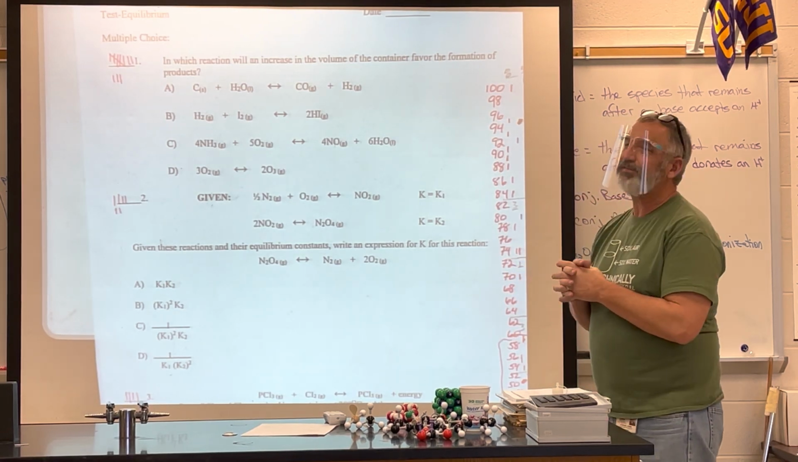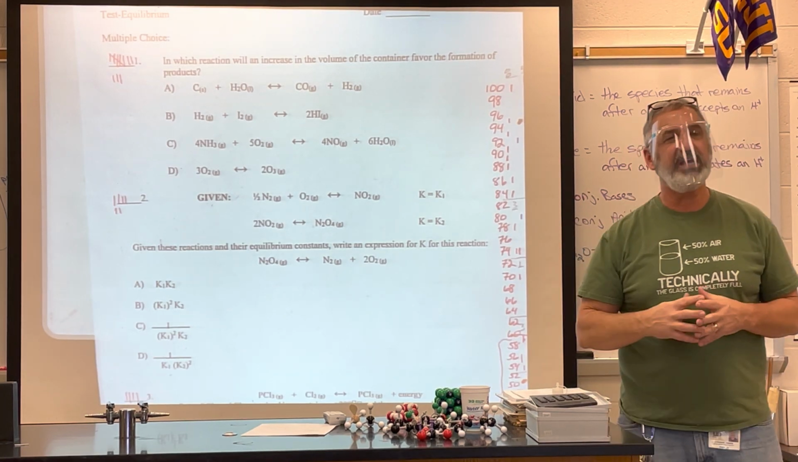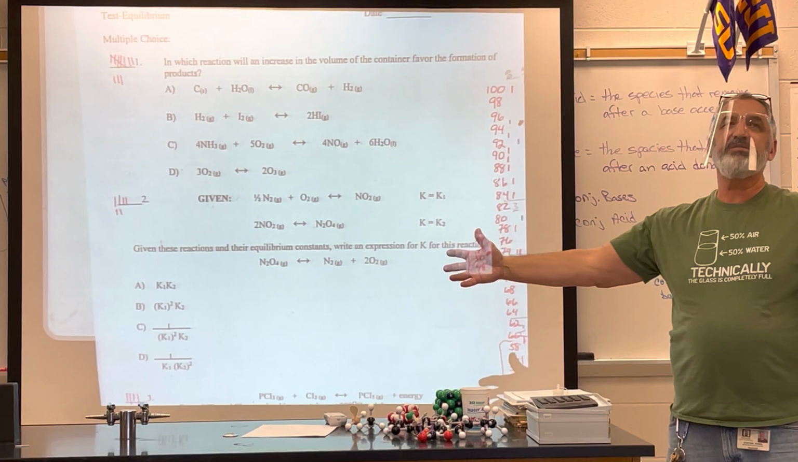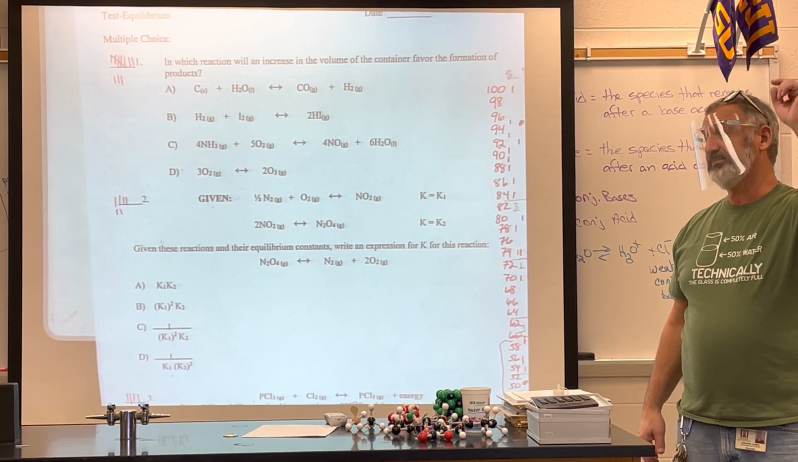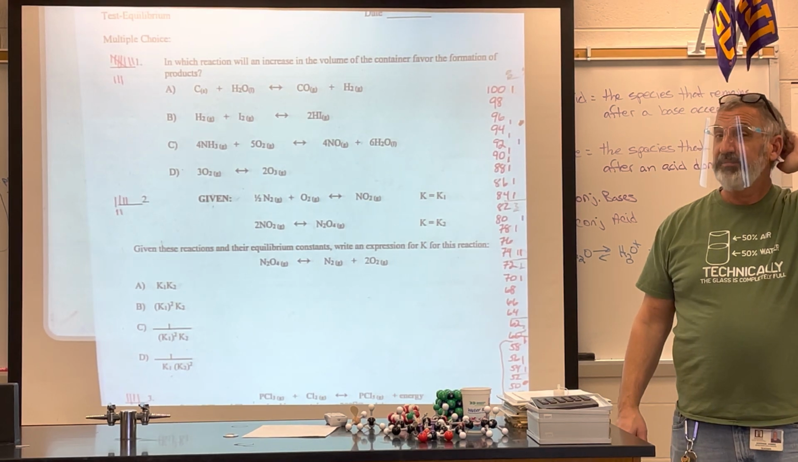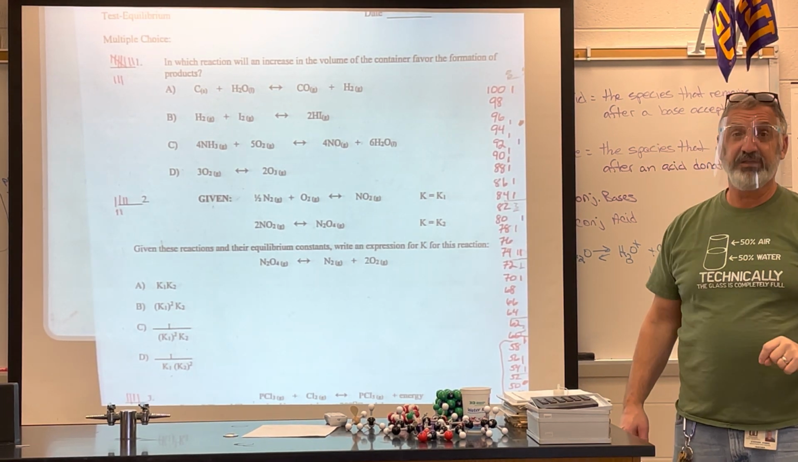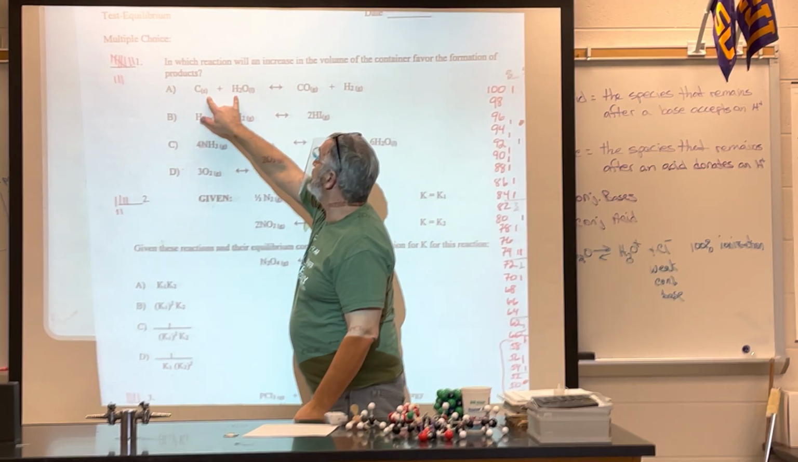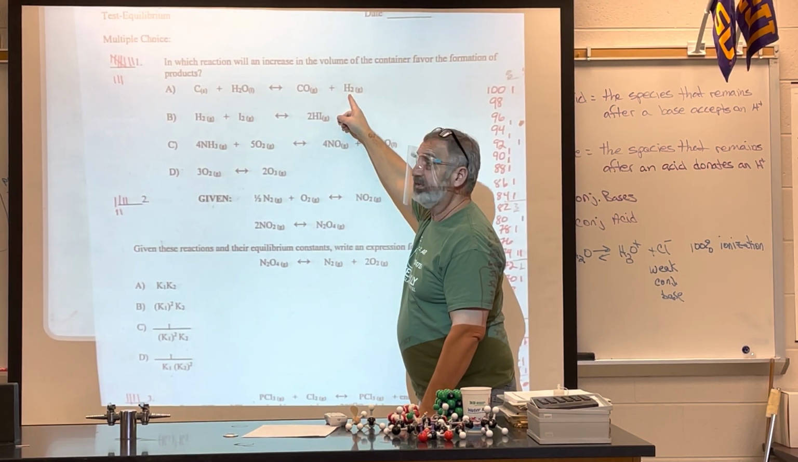So, when we're looking at this first question, when you increase the volume of a container, how does the equilibrium adjust to that stress? It favors the side with more moles of gas. It's got to be more moles of gas because this is 0, solid and liquid, going to 2. That's actually your answer.